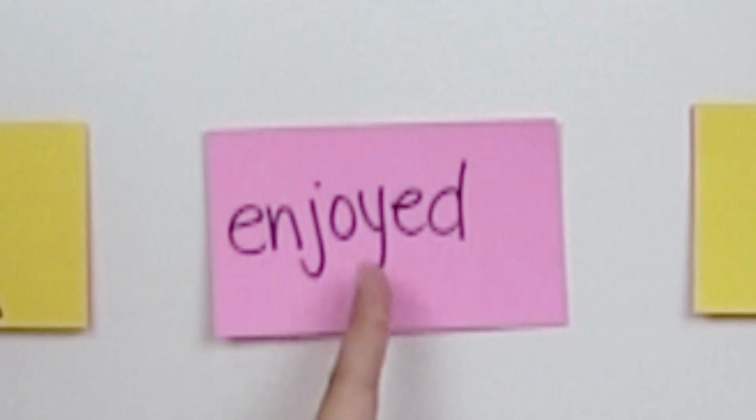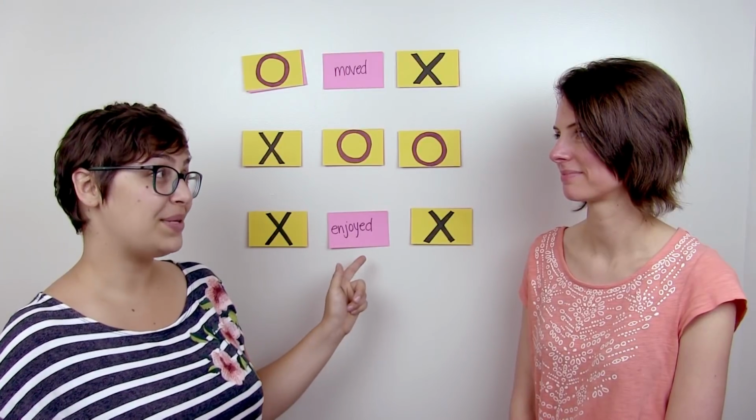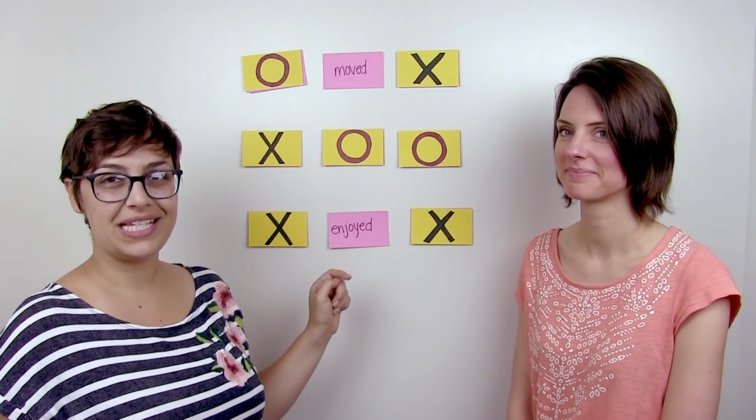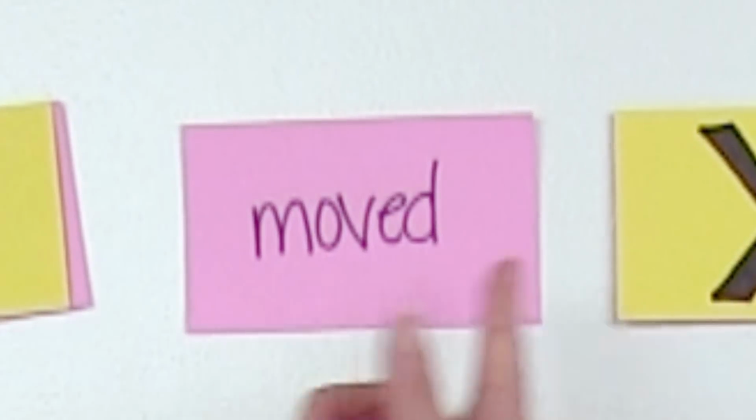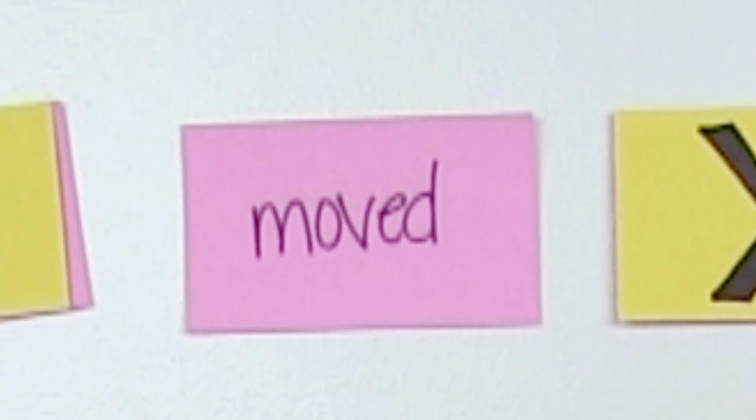Well, I'm going to stop her. Enjoyed. Enjoyed. Oi, this is a vowel sound, so it's pronounced like a D. Enjoyed. I've enjoyed playing this game with you, Larissa. Me too. And here's mine. Moved. Moved. I have moved probably 10 times in my life. That's a lot. It's too many.